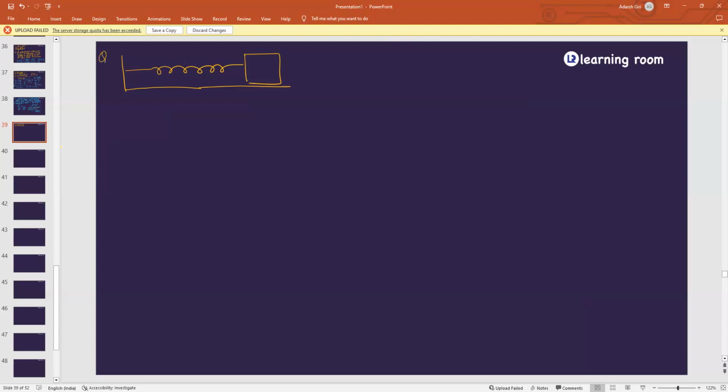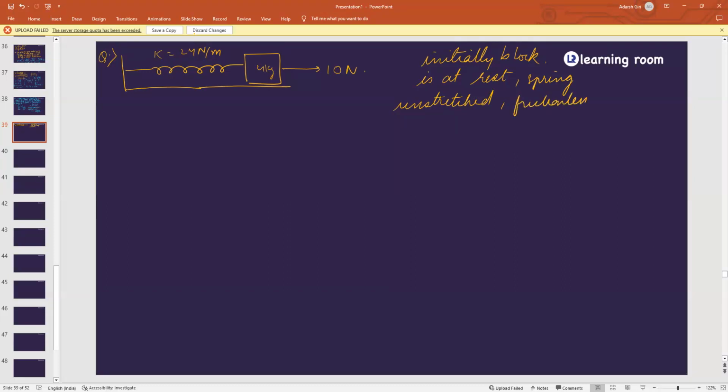In the next question that we have here, we have a 4 kg block. The 4 kg block is being provided with a 10 Newton force, and the spring constant is 24 Newton per meter. That is the unit of spring constant. Initially the block is at rest. The spring is also unstretched. The surface is frictionless. I'm just writing the question in crisp form.